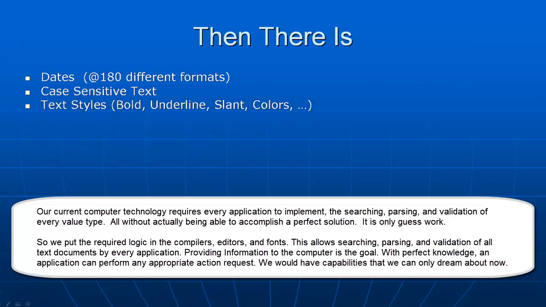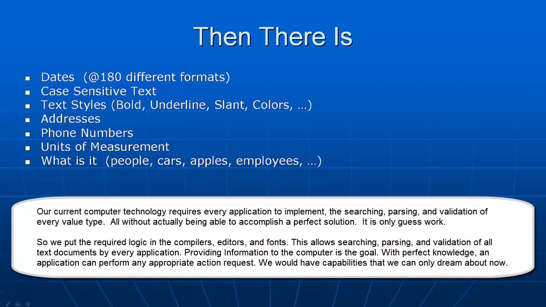And we have our text styles, the bold and underline, which we would like to have in every document, consistent and useful, so that the system knows to underline. These are just capabilities that we do on paper. We need that same capability in every document that we create. And we have addresses, phone numbers. We have units of measurements that we would like to get in for every value.